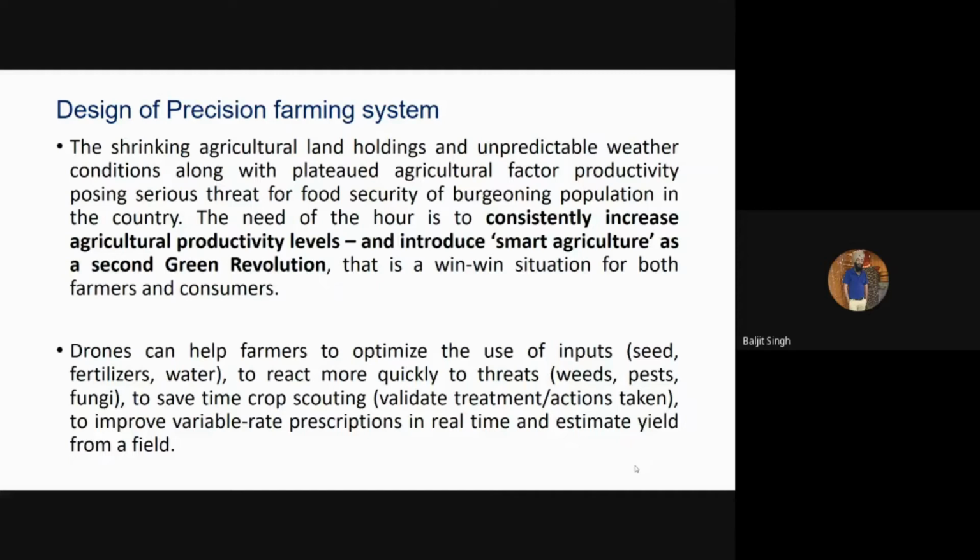Then drones can help farmers to optimize the use of inputs, seed, fertilizer, water, to react more quickly to various threats such as weeds, pests, fungi, to save time in crop scouting, validate treatment action taken, to improve variable rate prescriptions in real time, and estimate yield from a field. So, what does this mean?